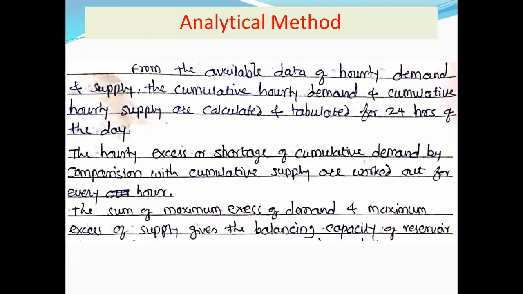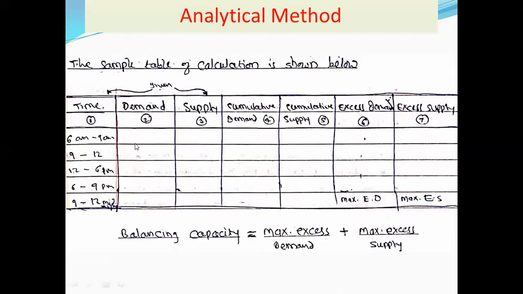The next method to find out the balancing storage is the analytical method. Analytical method means we do not take the help of a graph. We take the data of previous years or previous records, and with the help of that data we find out the demand and supply. Then we tabulate, and with the help of the table we find the maximum excess demand and the maximum excess supply, and then we add these two values and find the balancing capacity or balancing storage of the distribution reservoir.